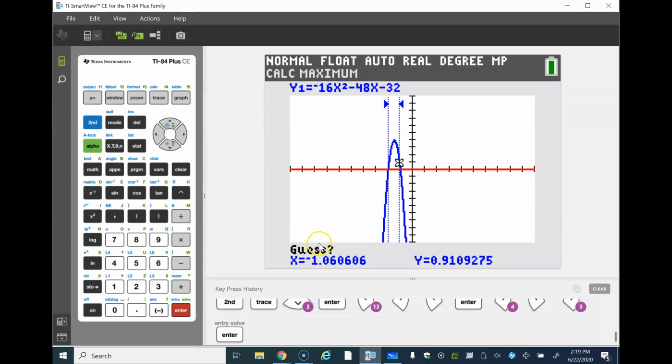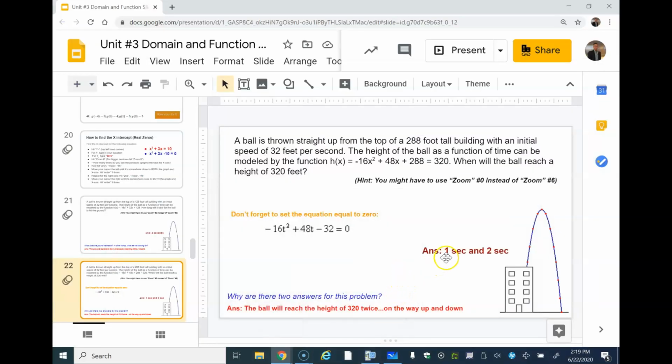And then we can bypass guess, just hit enter. Don't worry about guess, just hit enter again. And then it shoots it right up to the top. For this one here, we have a negative 1.5, and then the answer for this one here would be 4. So for here again, that's going to actually be the maximum height.